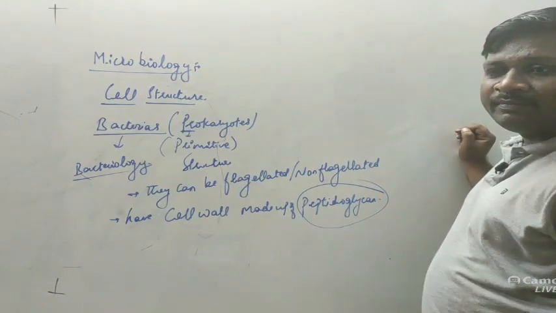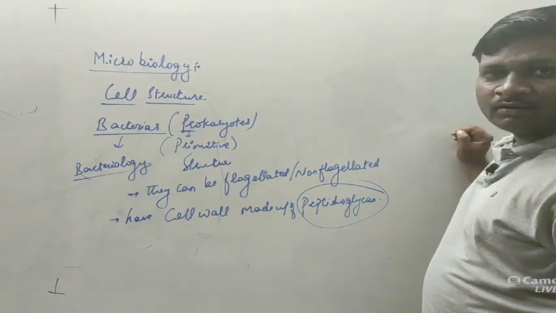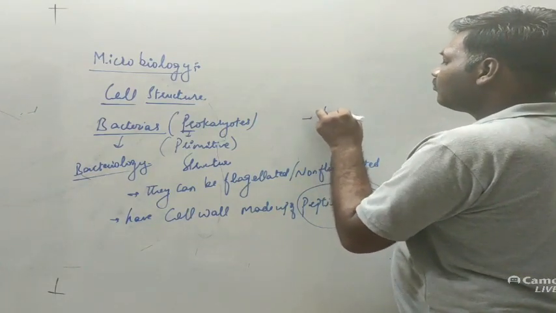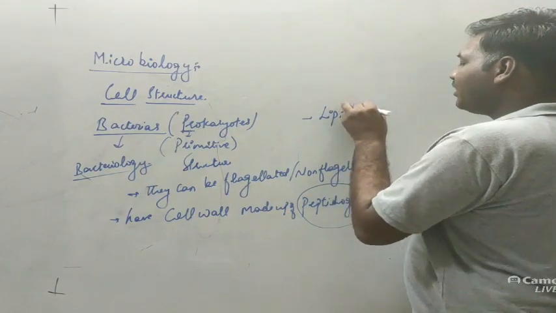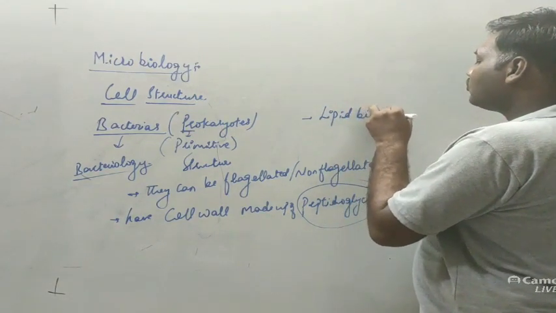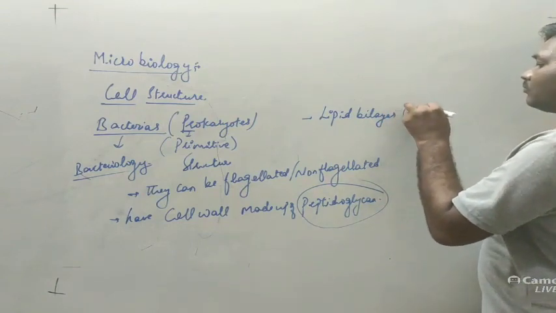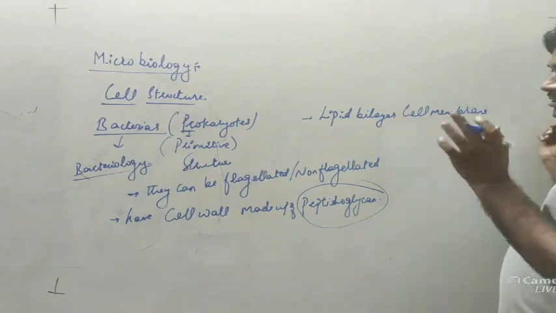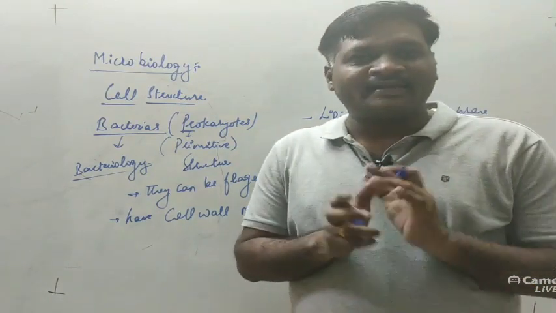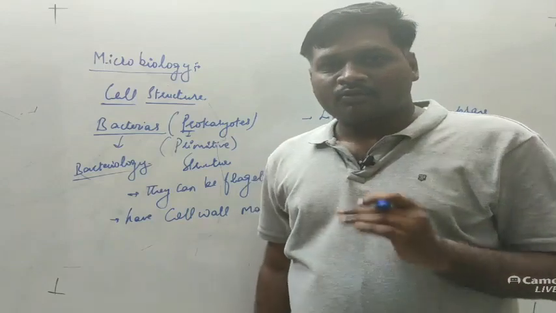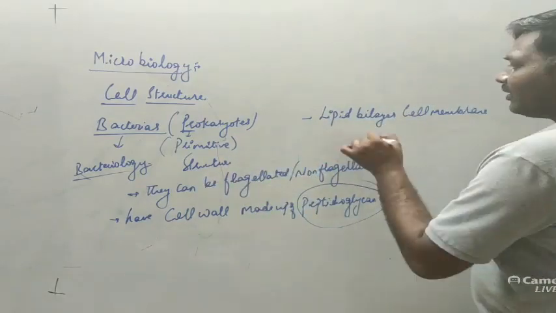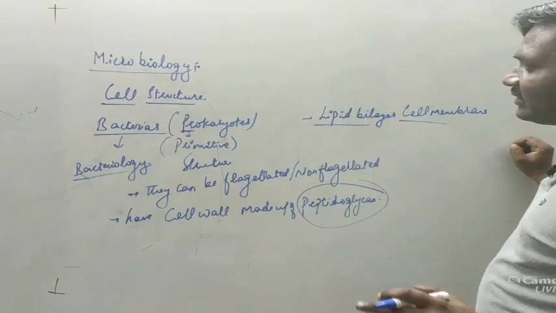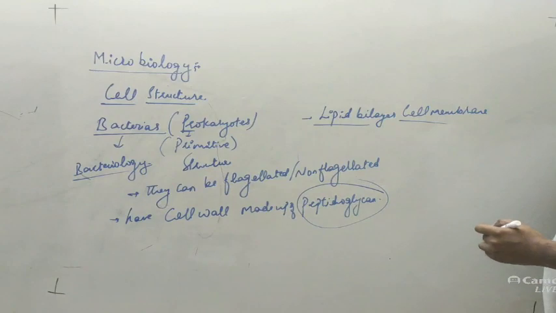Apart from that, they have the cell membrane, which is composed of a lipid bilayer. So we can write here lipid bilayer, cell membrane. We are writing just basic information. Already we have discussed bacteria in detail in the kingdom Monera. You can refer to those points over there, but here we are just highlighting what the bacteria consist of basically. So they consist of a lipid bilayer.